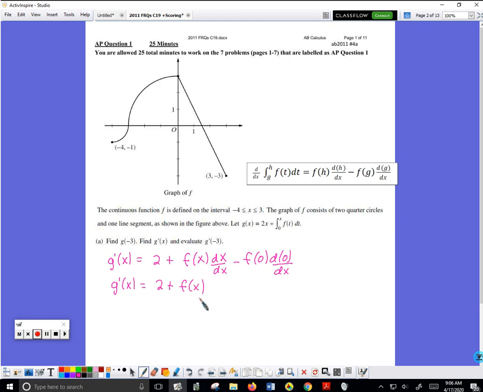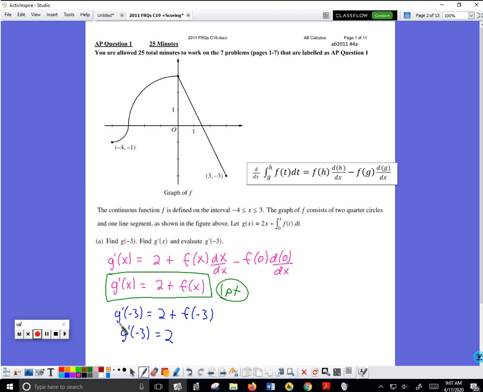If I get that far, you don't have to have a box. I'm just using the box to hopefully make it clear what you get the point for. 1 point for doing that. Then it says find g prime of -3, so we plug it in. So we say g prime of -3 must equal 2 plus f of -3. Can't stop there because we've got to find what f of -3 is equal to. Oh, that's a 0. So g prime of -3 has a value of 2.